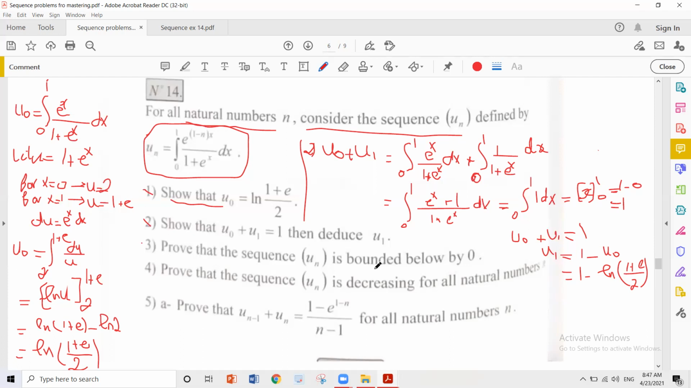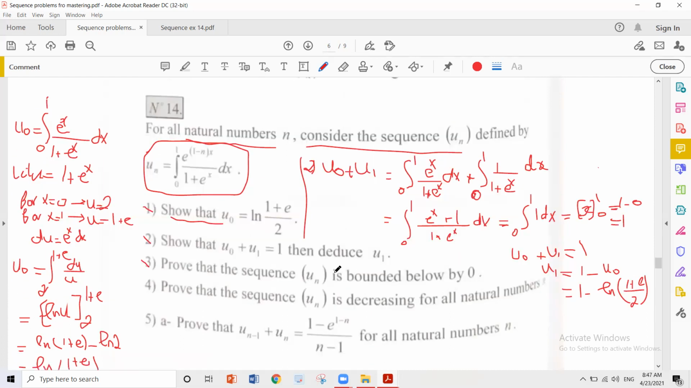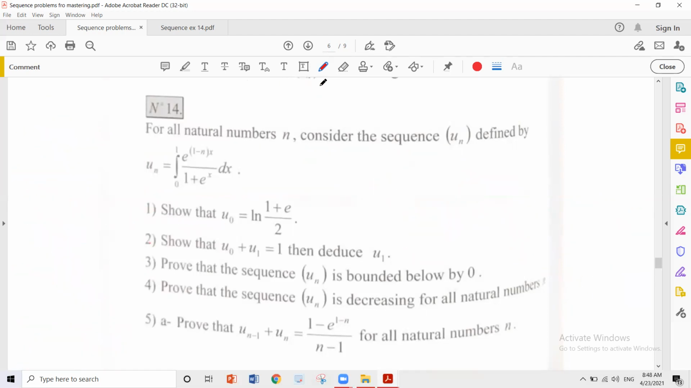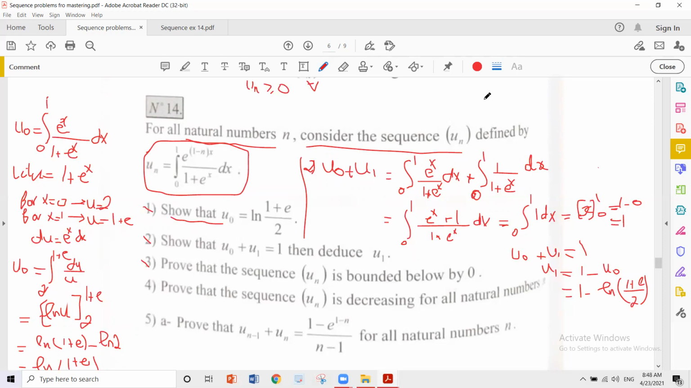Now part 3, prove that the sequence un is bounded below by 0. How to prove un is bounded below by 0? Meaning what are we going to prove? What is meant by un is bounded below by 0? I need to prove that un is greater than or equal to 0 for every n. How to prove un greater than 0 for every n?